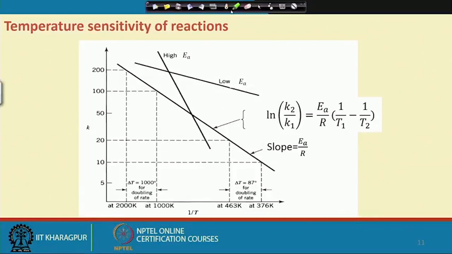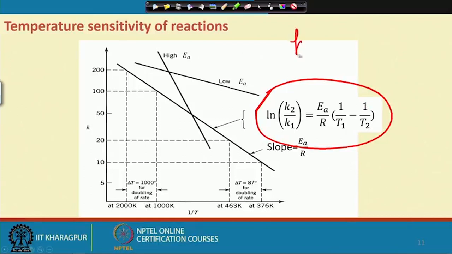This is the equation that we have: ln k2 by k1 equals Ea by R times 1 by T1 minus 1 by T2. We can do it very easily, because if you know k equals A e to the power minus Ea by RT. I can show you in another way.